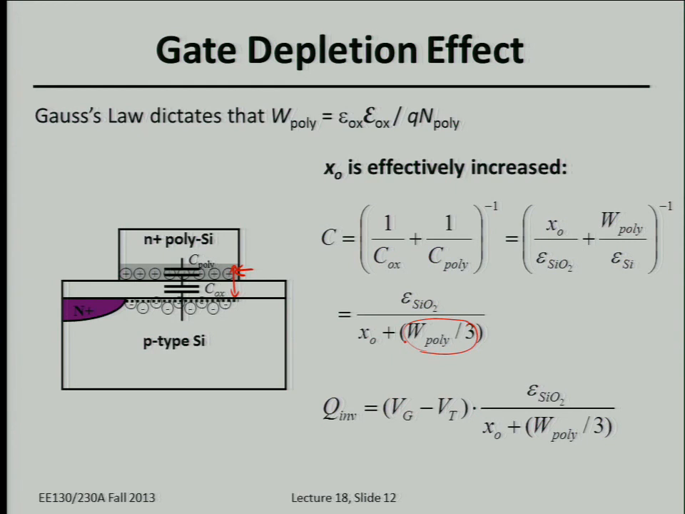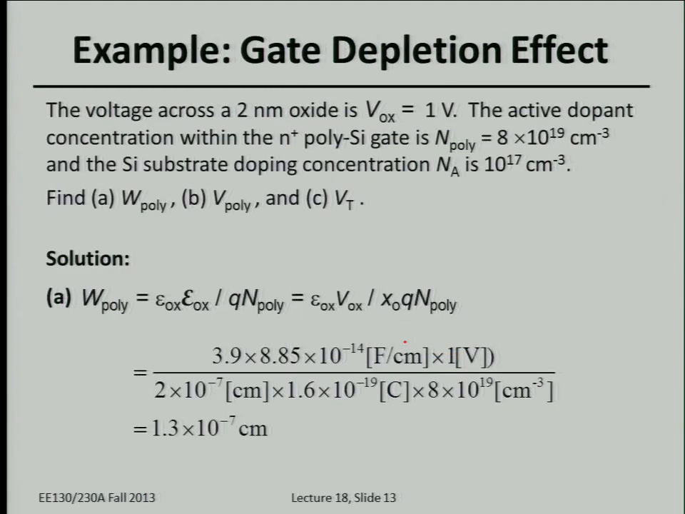So yeah, bottom line is the poly gate depletion effect increases the effective gate oxide thickness by the width of the depletion region in the poly scaled by 3. Okay, so if we do a simple calculation, what is the width?